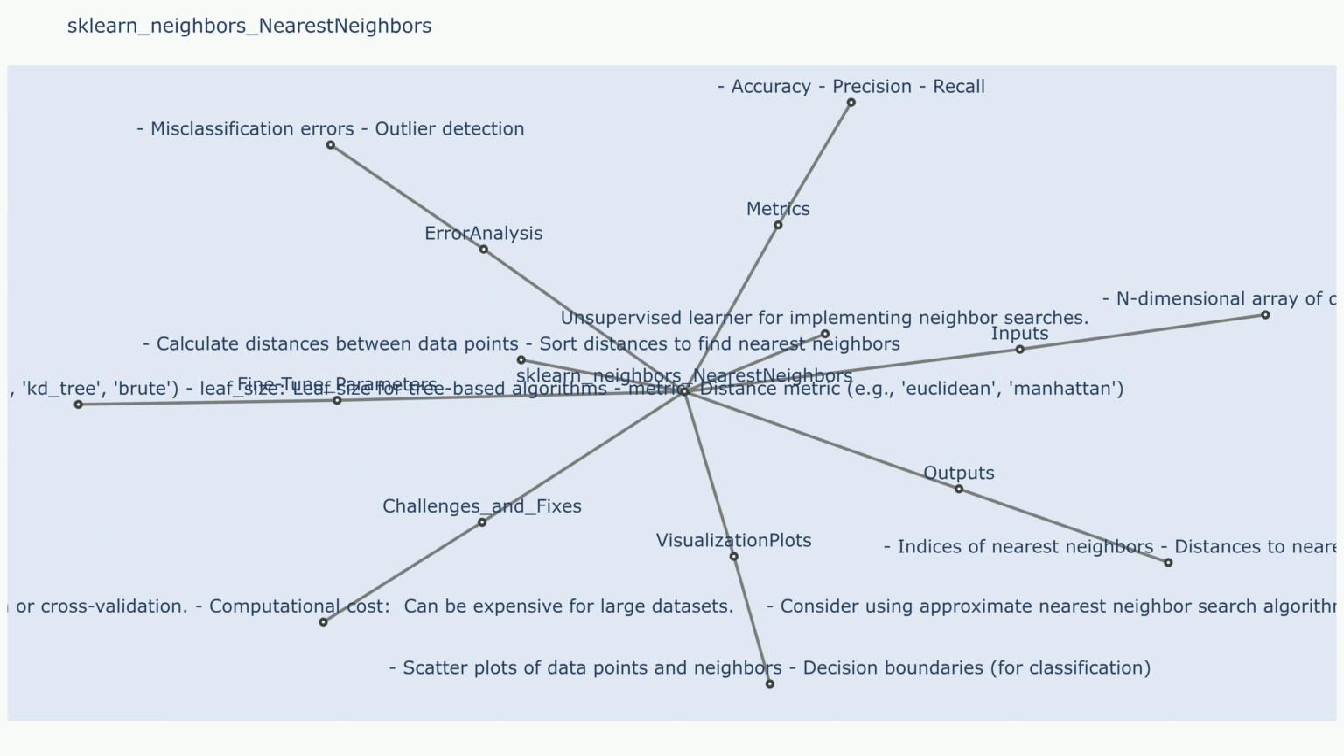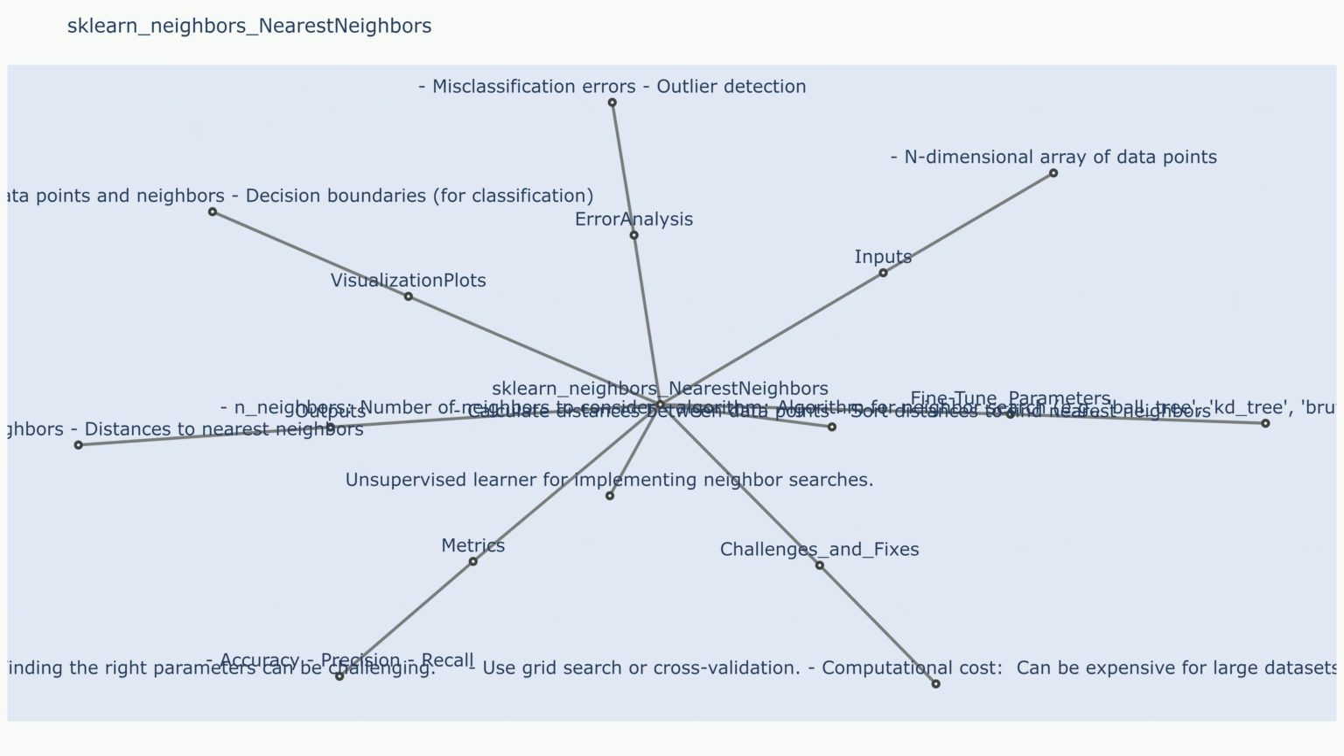Steps. Initialization. The NearestNeighbors object is initialized with parameters like the number of neighbors, n_neighbors, and the distance metric to be used. Fitting the model. The fit method is called with the input data X to train the model. This step involves storing the data points and computing any necessary preprocessing steps based on the distance metric. Finding nearest neighbors. The kneighbors, kneighbors_graph, radius_neighbors, and radius_neighbors_graph methods are used to retrieve the neighbors based on the specified parameters.